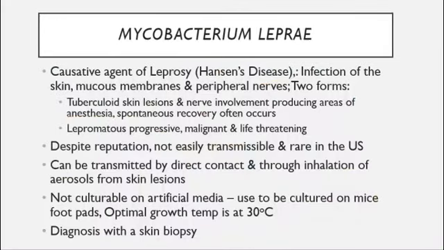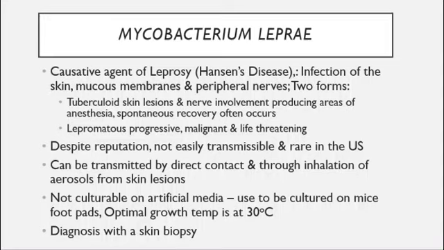Now let's switch gears a little bit and talk about Mycobacterium leprae. It's a causative agent of leprosy or Hansen's disease, infection of the skin, mucous membranes, peripheral nerves. There's two forms. There's the tuberculoid skin lesions with nerve involvement producing areas of anesthesia or loss of sensation, and spontaneous recovery often occurs with this form. And there's lepromatous, which is progressive, and it's life-threatening.